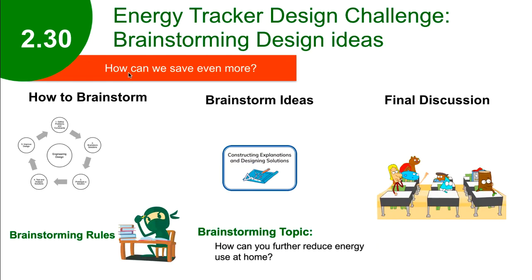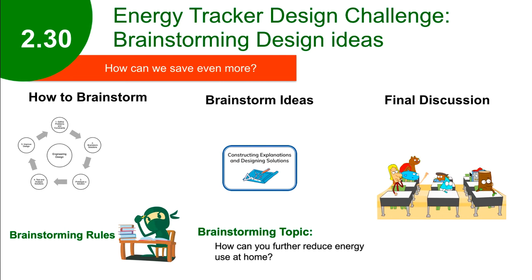In Lesson 30, we really want to address the question, how can we save even more? Now, students are going to review the engineering design cycle again and note the importance of Stage 2, brainstorm solutions. We have a short presentation that highlights some of the rules of thumb for successful brainstorming sessions. Then they're going to go ahead and start brainstorming. How can you further reduce your energy usage at home? They'll brainstorm in teams and then discuss the best ideas as a class.